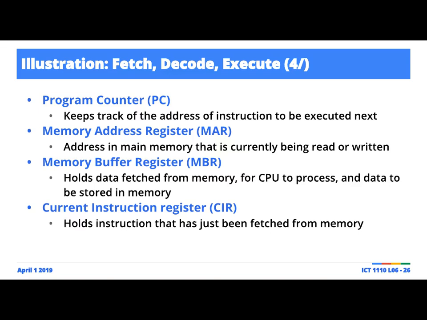The memory address register keeps track of the memory location that is currently being read from main memory, which is RAM. And then the memory buffer register or memory data register. Some books will say MDR, not MBR. It's one and the same thing. The memory buffer register is the one that's going to hold the data that is being fetched from memory.